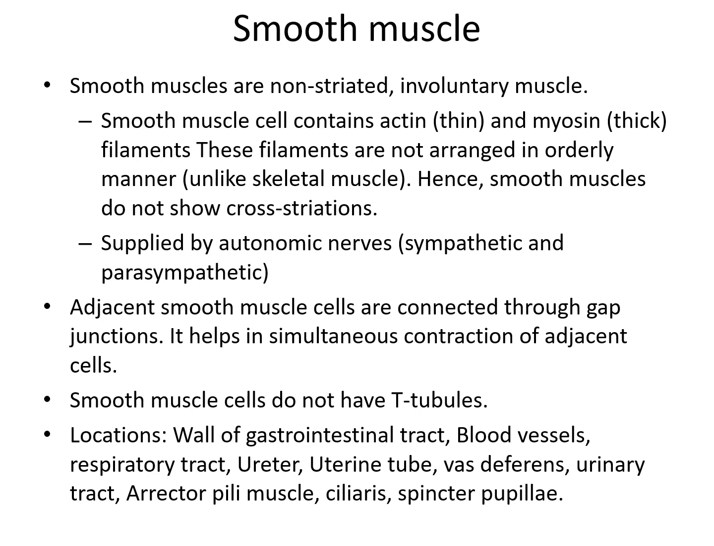Smooth muscle is located in gastrointestinal tract, blood vessel, respiratory tract. It is present in ureter, uterine tube, vas deferens, urinary tract, and erector pili. It is also present in ciliaris and sphincter pupillae muscle.